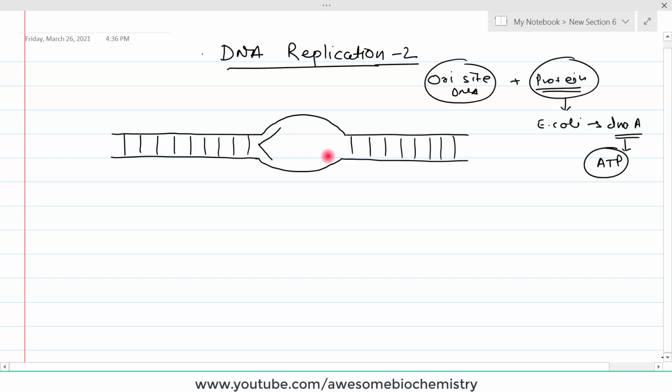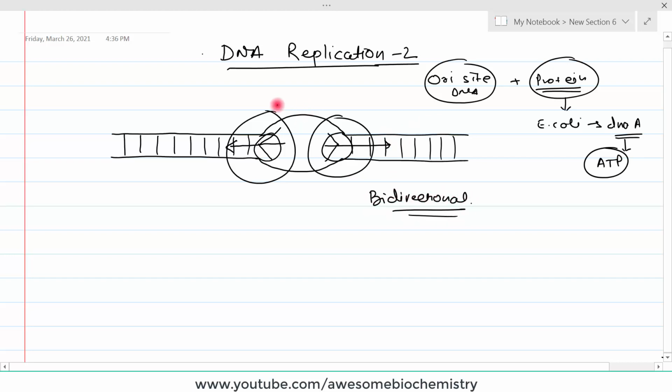Here you can see a V-like structure, and here also a V-like structure. This is the active site for DNA replication. Now DNA replication moves in this direction on this side and in this direction on this side. So we can say DNA replication is bidirectional. Why bidirectional? Because from the replication bubble it moves in both directions.